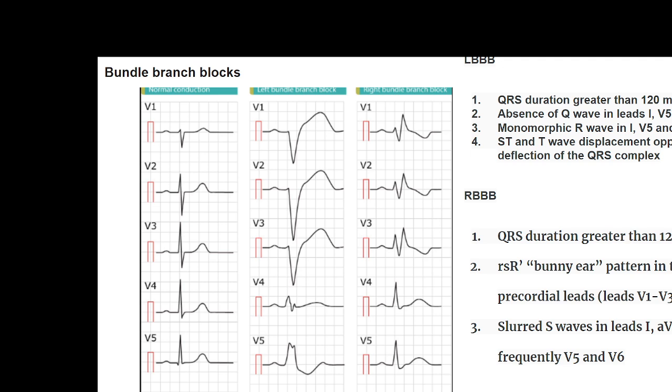Now bundle branch blocks could occur due to multiple causes, due to a previous infarction or even changes of electrolytes. It could also occur due to irritation of the muscles. Myopathies also can result in bundle branch block, presented as a left bundle or right bundle branch block. Now bundle branch block evidences these. First line is the normal ECG, second line is the left bundle branch block, third one is the right bundle branch block, where the QRS complex becomes widened, the QRS interval becomes widened, and the shape of the QRS would be either more towards the left side or more towards the right side. When there is a right side shift, it's the right bundle branch block. So those are the evidences of bundle branch block.